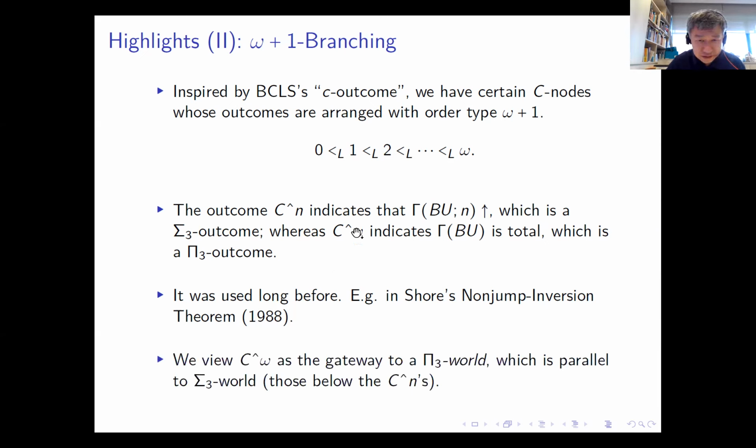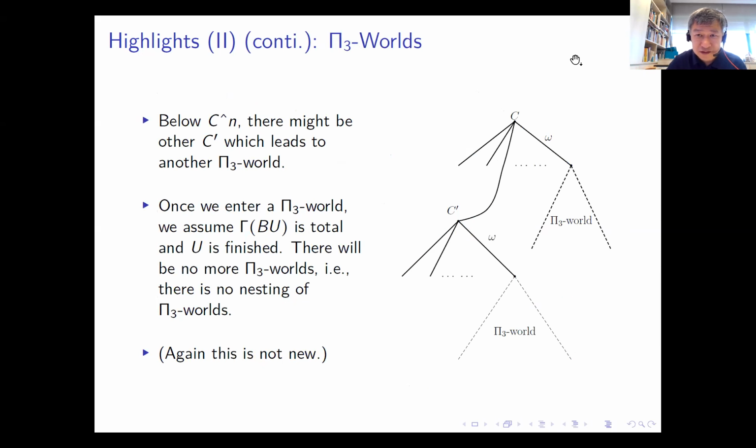In our construction, we have involved the pi3 outcome a lot. We will think of this C concatenated with omega as a gateway to a parallel world, a parallel universe, a pi3 world. So the picture looks like this. There's a tree in the background. Somewhere on the tree there's a C node, and if we follow the outcome omega, we are entering a parallel world. This is one of the pi3 worlds. And the rest, these C concatenated with n's, we'll call the sigma 3 world.